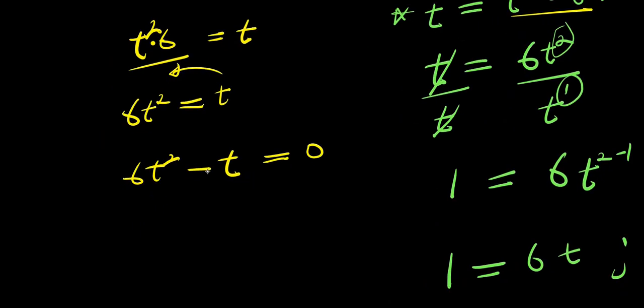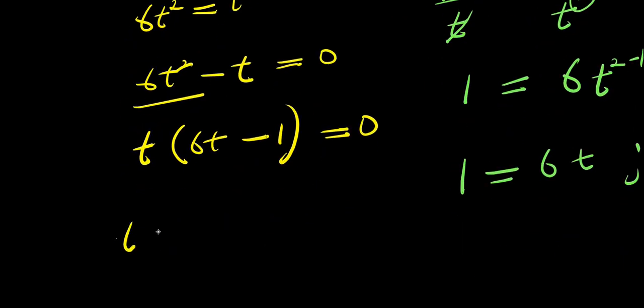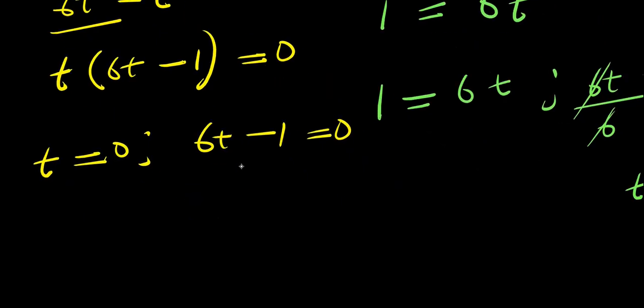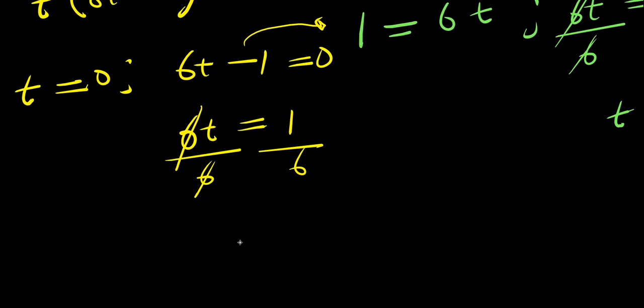So I can factor out t. t times this divides t, I have 6t. This divides t, I have 1 equals 0. So from here, I can have t equals 0. I can also have 6t minus 1 equals 0. So we can solve for t right here. Moving this over here, I have 6t equals 1. I divide this by 6. I divide this by 6. 6 eliminates 6. So what I'm going to have is t equals 1 over 6.